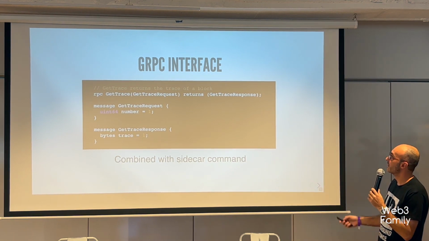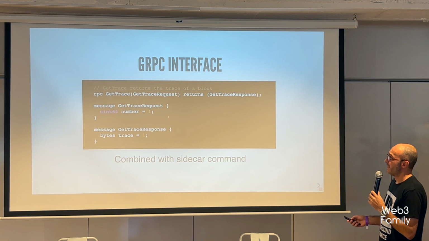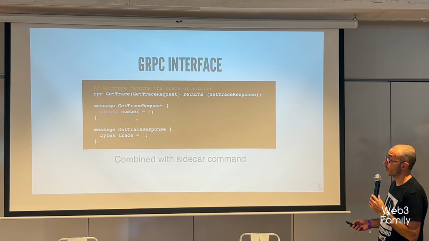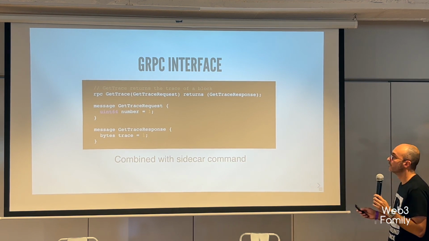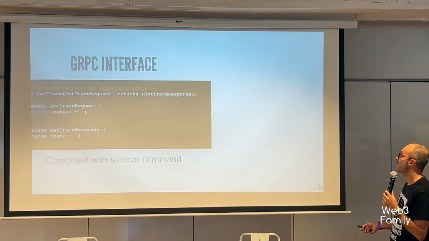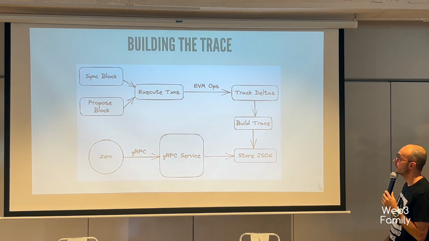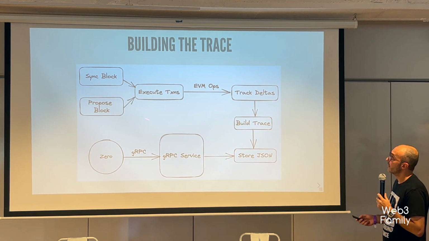So starting with the code, this is the gRPC interface. It's very simple. It's just a GetTrace method that returns a GetTrace response. The RPC endpoint will accept a block number and will return a chunk of bytes that will be the block trace, the serialized block trace. Just in bytes. So the client will be responsible for serializing that trace into the JSON data structure. We are going to need to build the trace in the client in Edge.